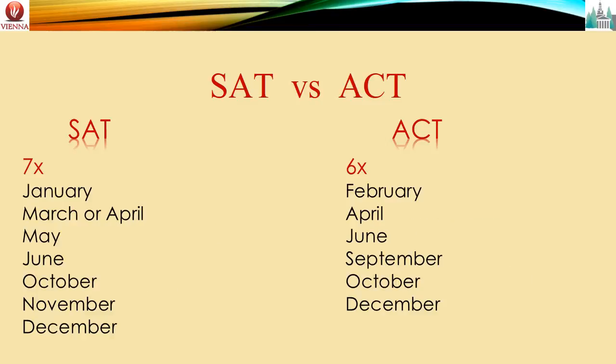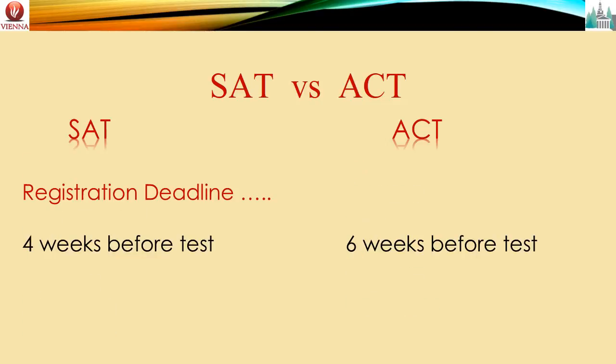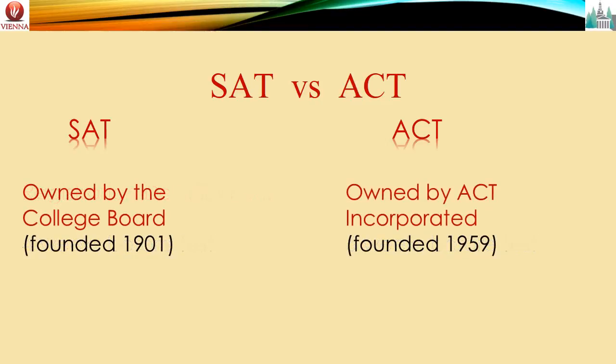Okay, this is showing the schedule of when the test is offered. The SAT is offered 7 times a year, and the ACT is offered 6 times a year. Now, the registration deadline for the SAT is typically 4 weeks before the test date, and ACT registration deadline is typically 6 weeks before the test date. And finally, the SAT is owned by the College Board, which was founded in 1901. The ACT is owned by ACT Incorporated, which was founded in 1959.